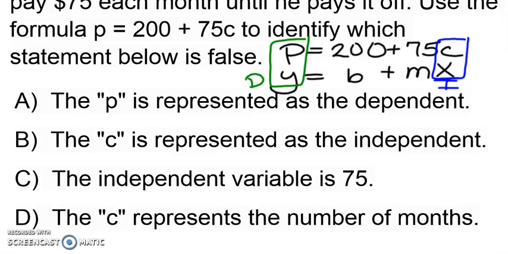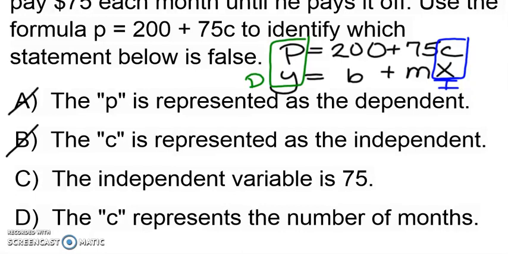All right, so the p is represented as the dependent. Well, the p is lined up with the y, which is the dependent, but that's true. Remember, we're looking for something that's false. The c is represented as the independent. All right. So the c is lined up with the x, and the x is our independent, so that is true.